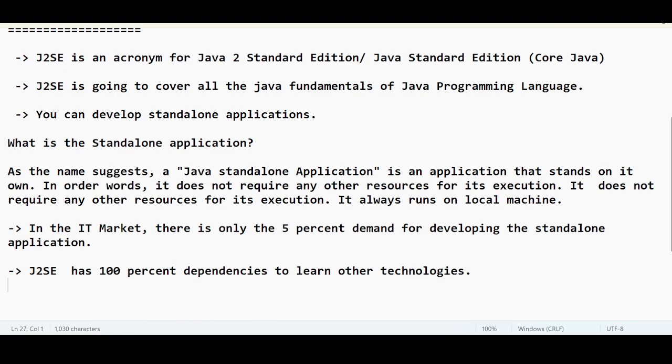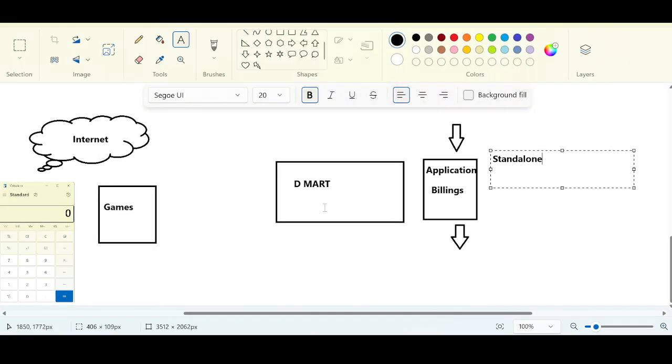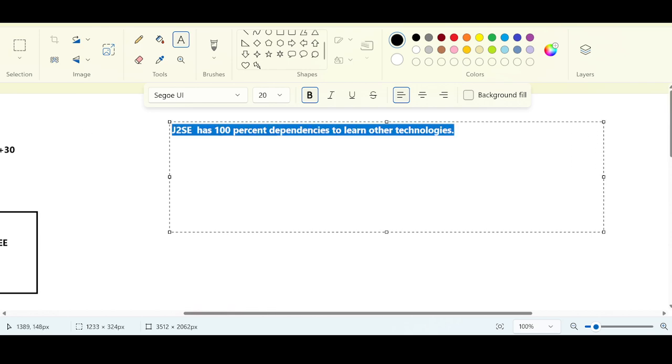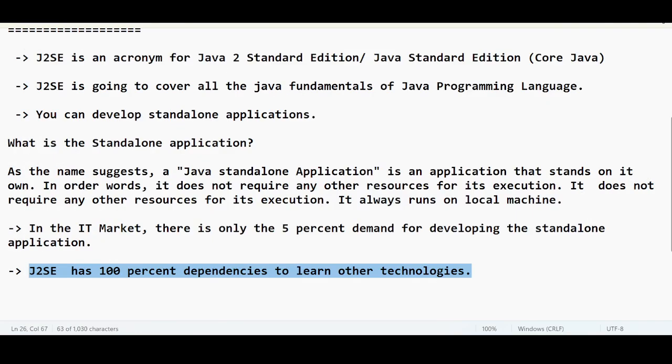So let me give you a small introduction about this dependencies concept. Don't think much about it, it's very simple. I will put it in layman's terms. Sir, I am learning J2SE, but not 100%, guys. I'm sorry, 1000% dependencies, I can say. How has it become 1000% dependency? What does it really mean? If you learn J2SE, you can develop standalone applications. Very good. But the demand is only 5%. We need to worry about this, but there is no need to worry. The moment you complete J2SE, it has 1000% dependence to learn other technologies.